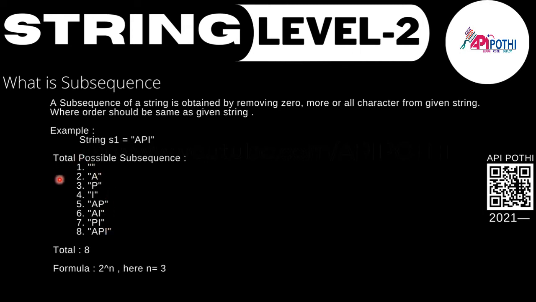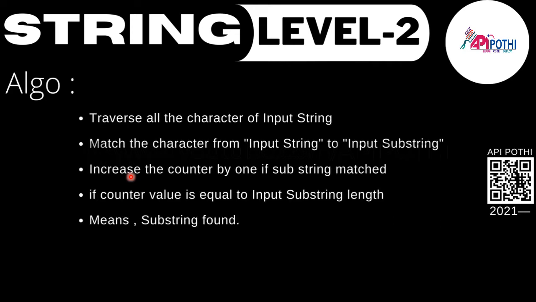So we got a total of 8 subsequences. The formula to count the total number of subsequences, with the length of the given string being 3, is 2 to the power n, where n equals 3 here. So 2 to the power 3 equals 8. So all possible subsequences for a 3 character string total only 8. Okay, so this is the basic definition of a subsequence.